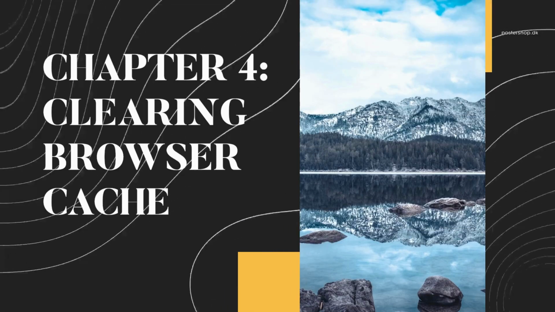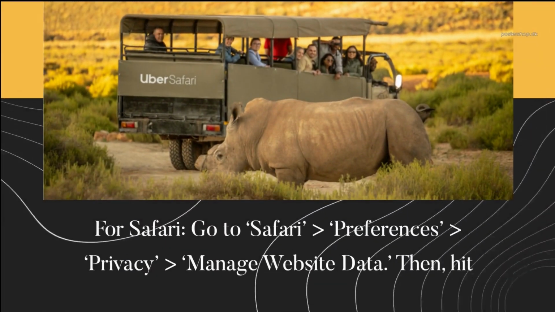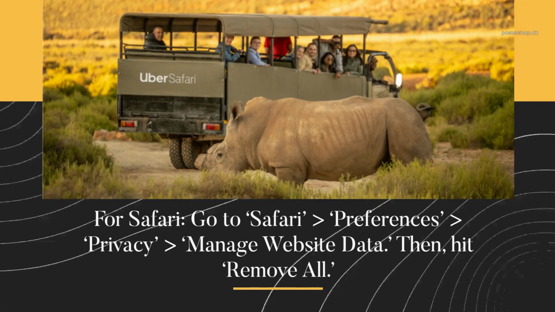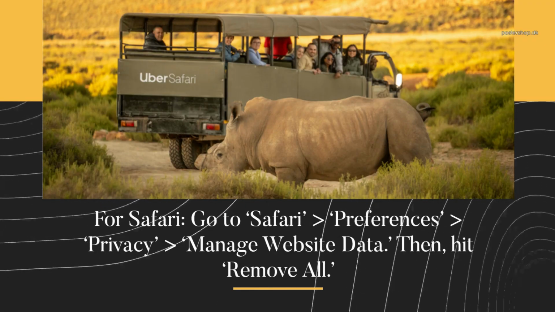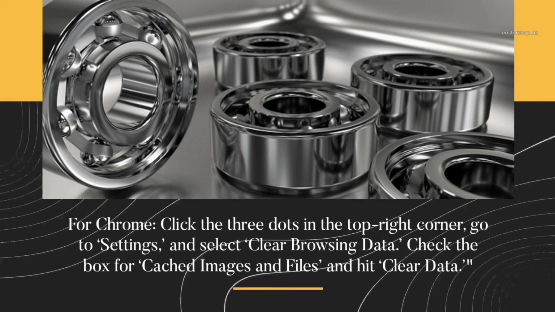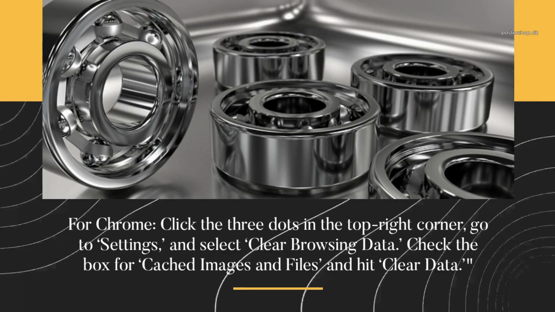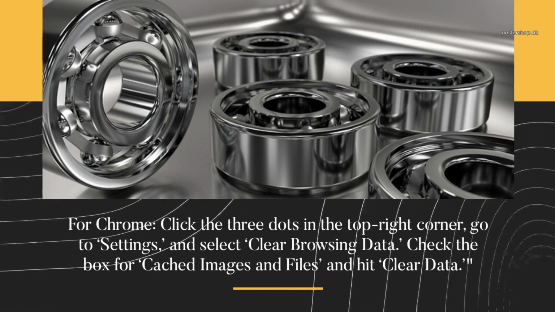Chapter 4. Clearing browser cache. Next, let's clear your browser cache. For Safari, go to Safari, Preferences, Privacy, Manage Website Data. Then, hit Remove All. For Chrome, click the three dots in the top right corner, go to Settings, and select Clear Browsing Data. Check the box for Cached Images and Files and hit Clear Data.